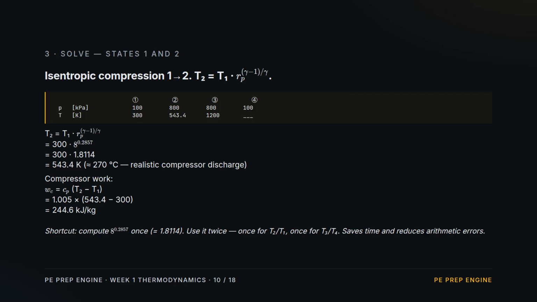T2 is T1 times the pressure ratio to the gamma exponent, about 543 Kelvin. Compressor work is Cp times delta T, about 245 kilojoules per kilogram. Pro tip: compute that gamma exponent factor once and reuse it for states 2 and 4.